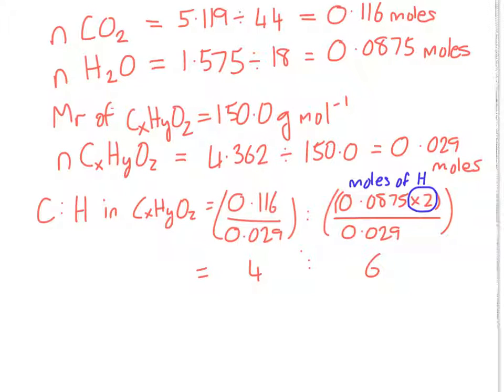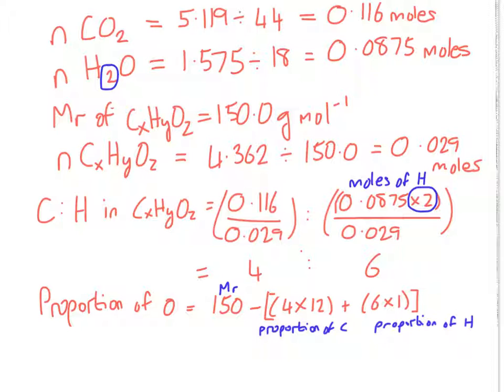I'm just highlighting for illustrative purposes why I've multiplied 0.0875 times 2. 0.0875 represents the number of moles of water. Water contains 2 hydrogens, so we want the moles of hydrogen atoms, not the moles of water. Anyway, that gives us 4 to 6.